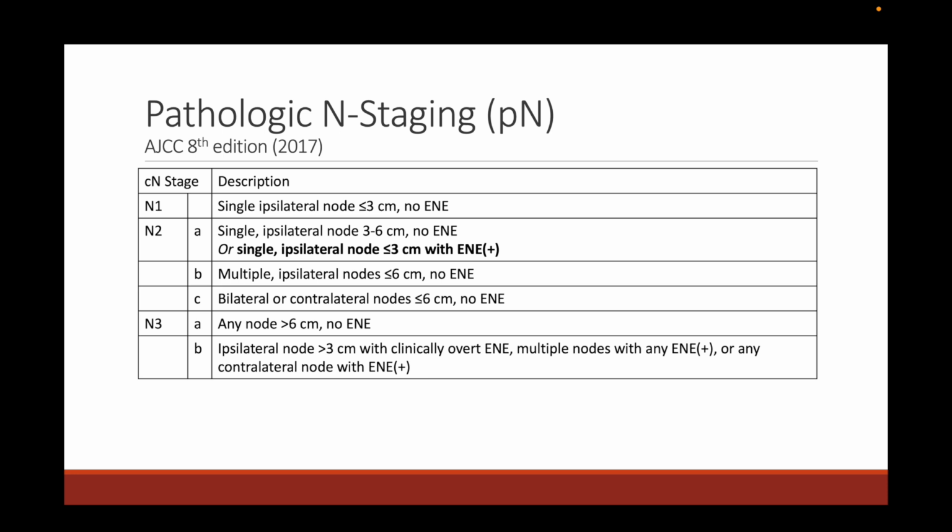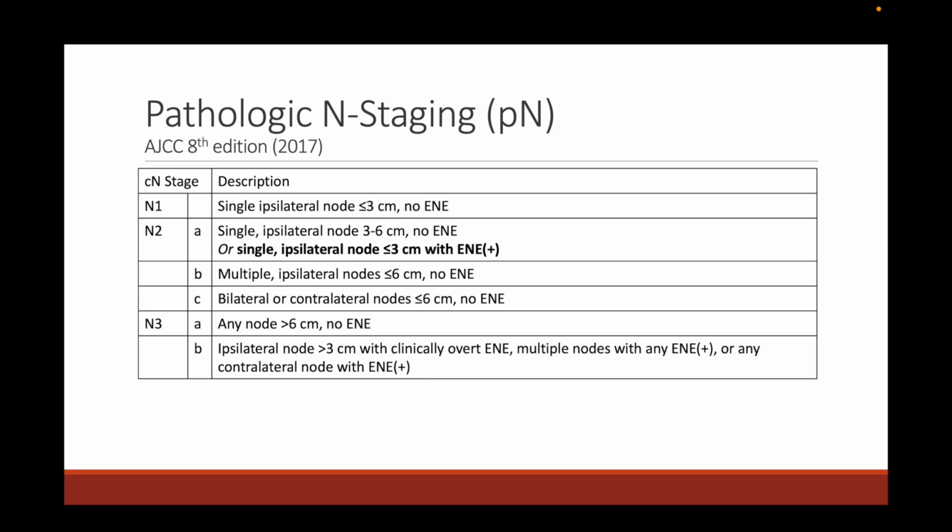N2B is still multiple ipsilateral nodes that are smaller than 6 centimeters. N2C is bilateral or contralateral nodes that are 6 centimeters or smaller. Again, no ENE for N2B or N2C. N3A is still any node greater than 6 centimeters without ENE. And then N3B is clinically overt ENE, but then the node has to be greater than 3 centimeters, or you have to have multiple nodes with ENE, or you have to have any contralateral node with ENE.